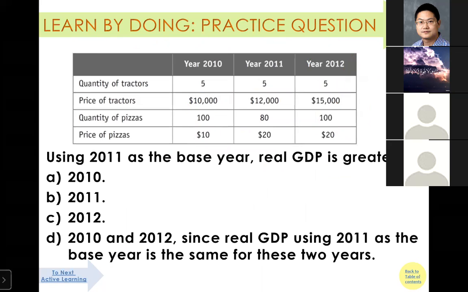Now this part is almost identical to the previous one. Instead of using 2010 as base year, now we use 2011 as base year. Meaning, for example, when we calculate 2012 real GDP, we use 5 multiplied by the price in 2011, and 100 multiplied by the price in 2011. All right? So I'll leave the calculation for you.